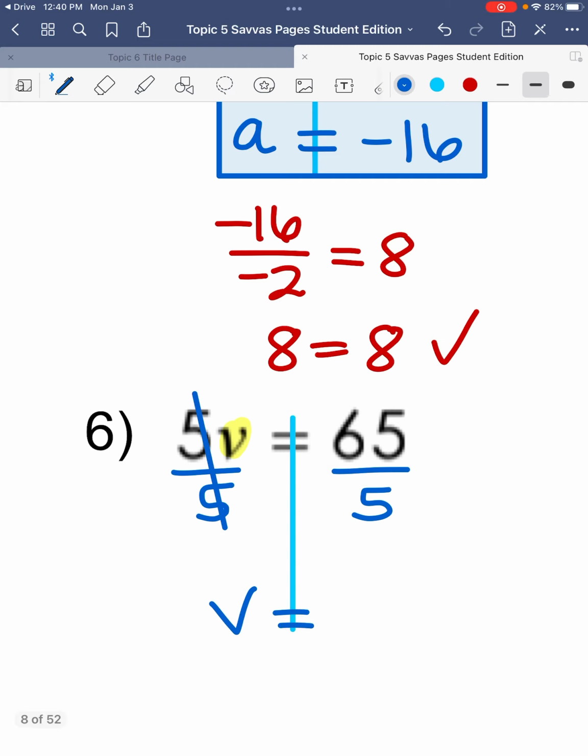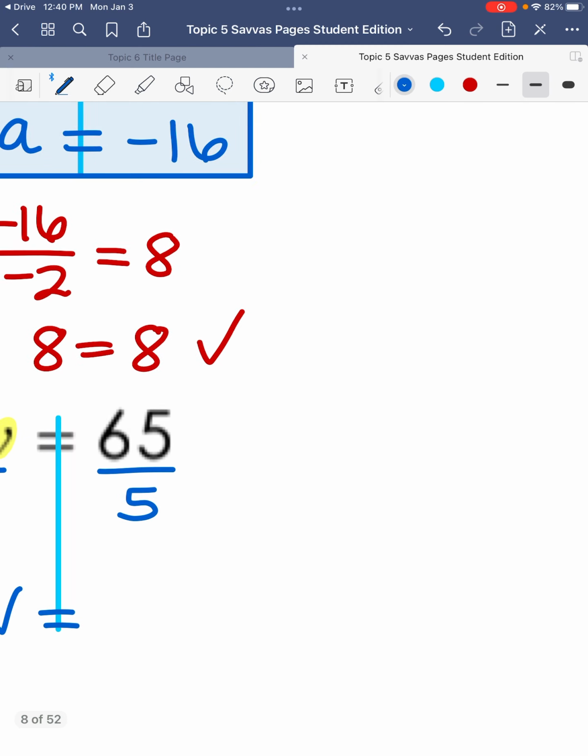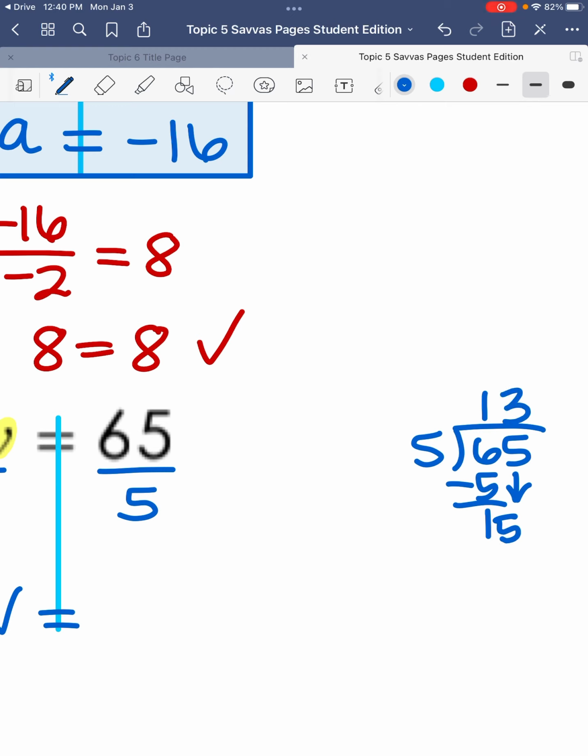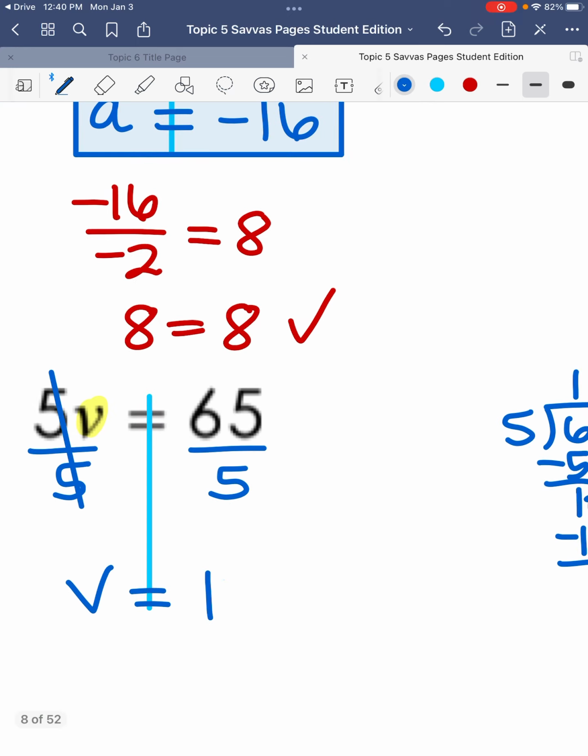Now 65 divided by 5, you could come over here and write it out. I know 5 goes into 6 one time, that's 5. Subtract 1, bring down the 5. 5 goes into 15 3 times. 5 times 3 is indeed 15, so there is no remainder, so 13. So v equals 13.